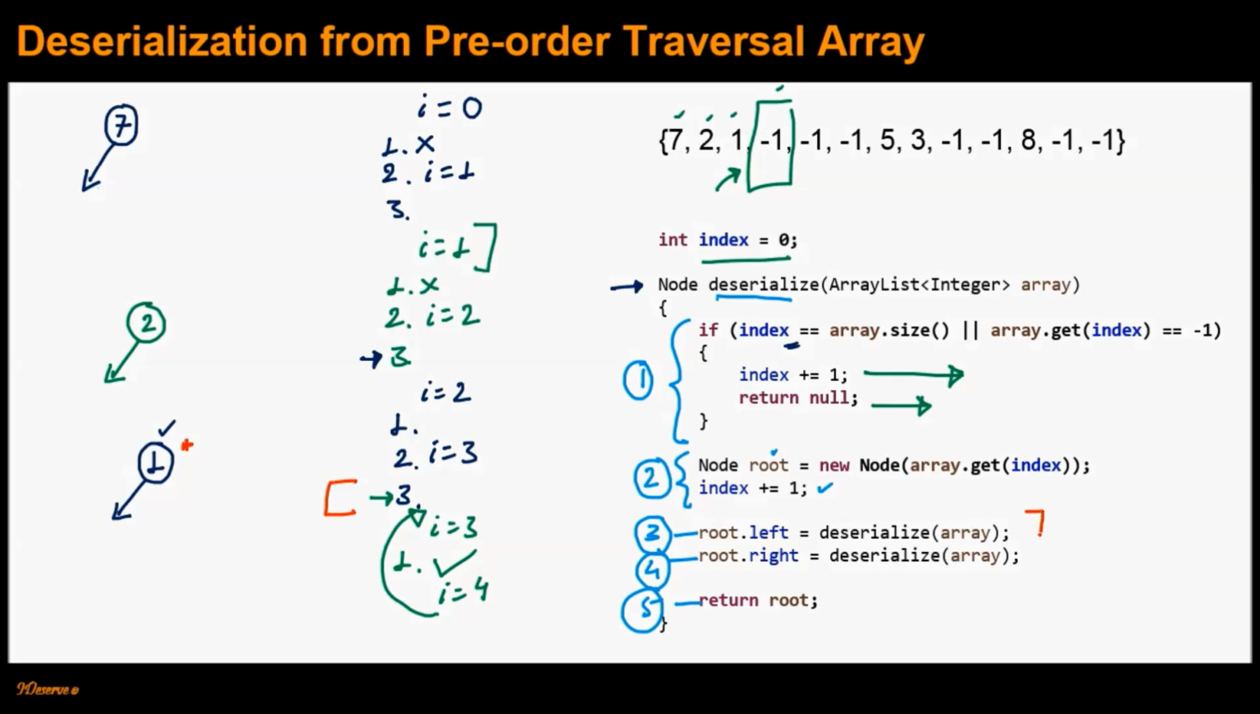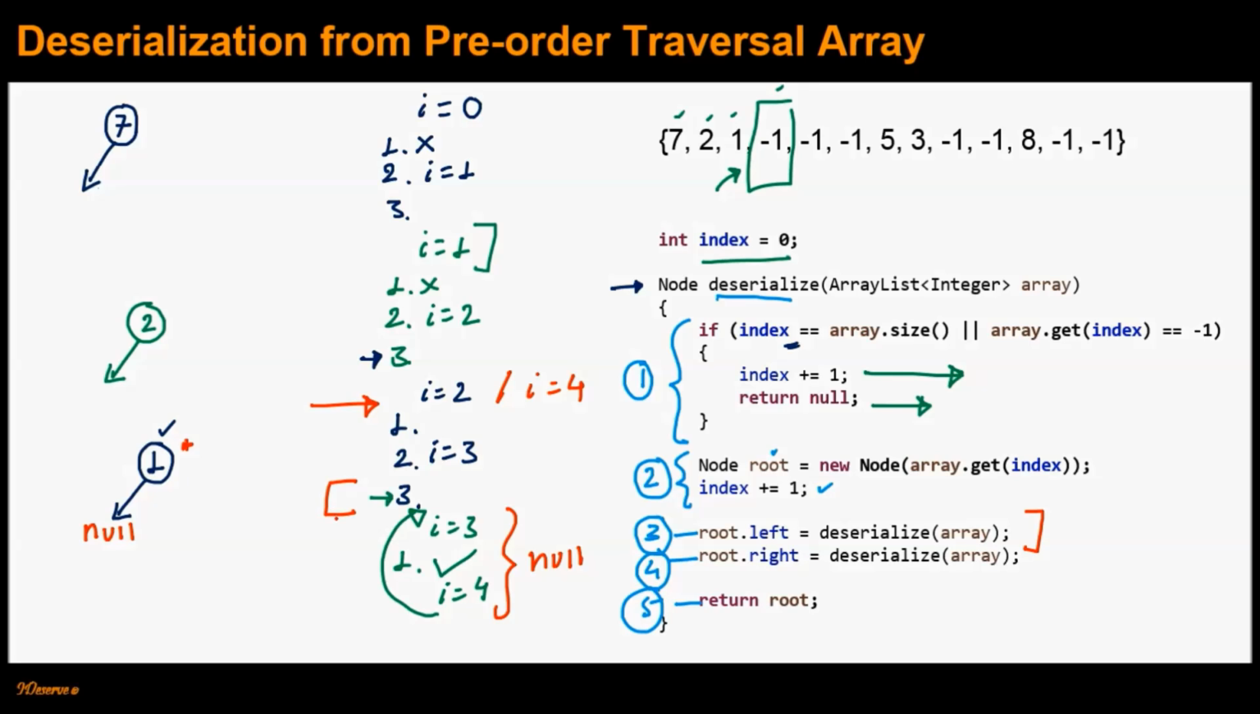Root.left is equal to deserialize(array). Now in this case, that particular call sequence has returned null, right? So 1.left would be null. Note that at this point of time, value of index I is incremented to 4. Now we resume the call sequence here where the current root node created is 1. We have already completed 3 steps in here. So we resume execution from step number 4.